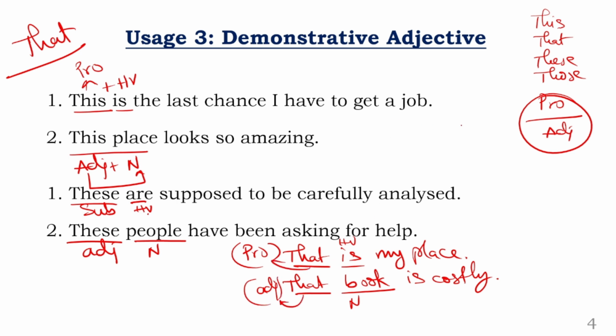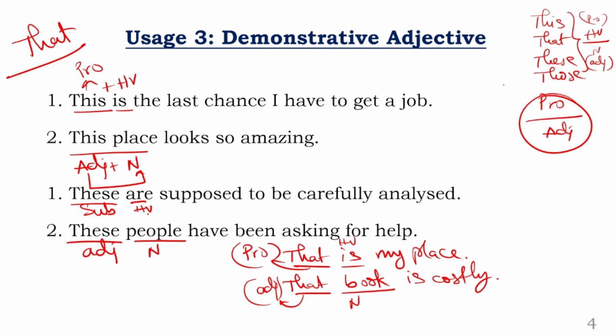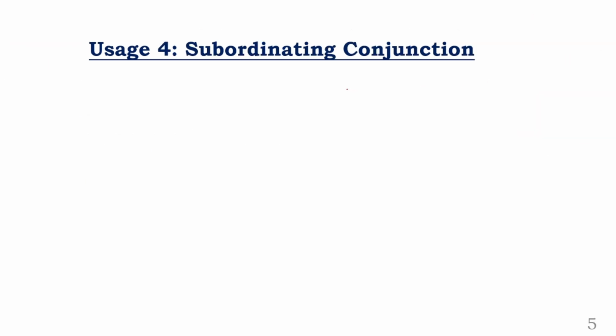So the only thing is, if these words are followed by helping verbs, they function as pronouns. If these words are followed by nouns, they function as adjectives. Even the word that is a combination along with these four words. Next, usage number 4. Here we take only the word that. We cannot take this, these and those. Those three words are eliminated from here.